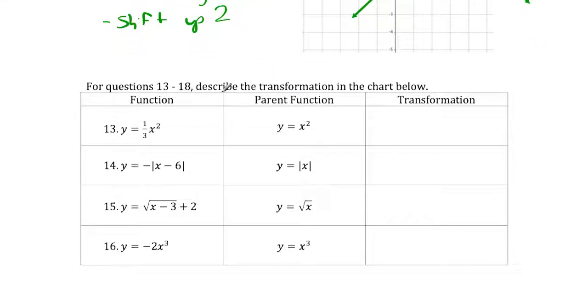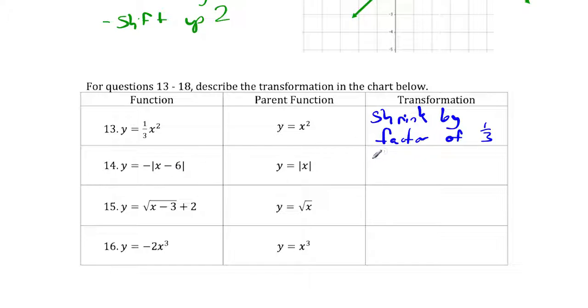All right, so here we got some transformations. This is just like the quiz, where all we had to do is write down what the transformations are. So the first one, we can see that we have this 1/3, so we are going to shrink or condense by a factor of a third, or 3. We're taking these y values and we're multiplying by a third or dividing by 3.